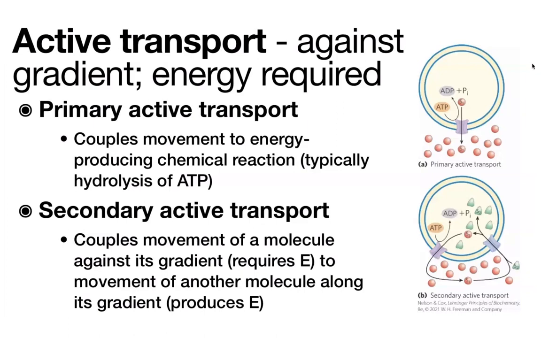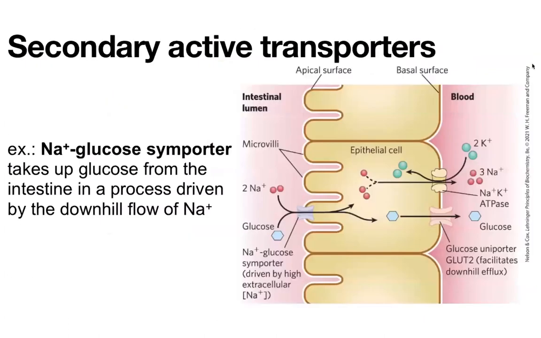So if we think back to our roller coaster, the energy that you get going down one hill is going to get you up the next hill. That's the idea that we have with secondary active transport. Somewhere along the line, we're going to have to put in that energy to get that first thing up the hill, but then we'll use the movement of that first thing down its hill to cause the movement of the other thing up its hill.